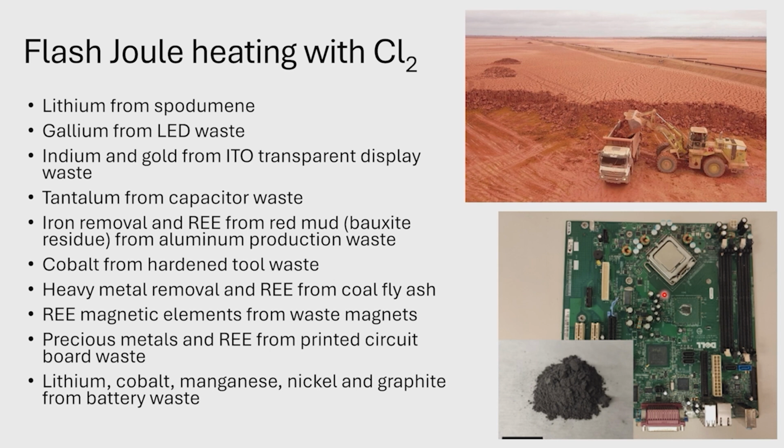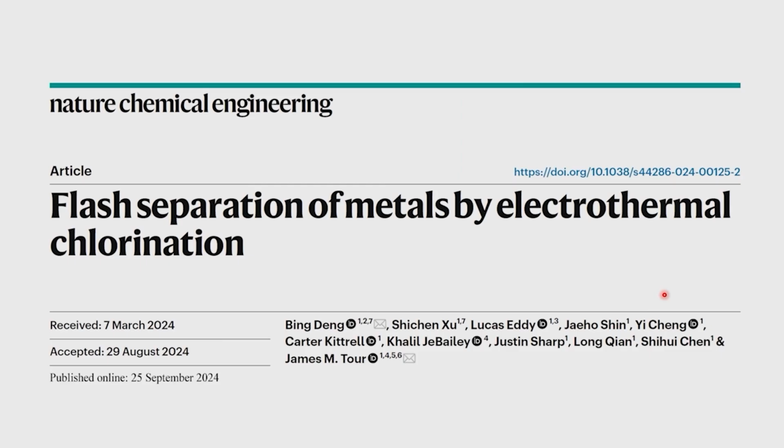And remember, we're not just pulling them all out at once. With the chlorination process, we were pulling one out, and then the next, and the next, and the next, separating them. Lithium, cobalt, manganese, nickel, and graphite from battery waste. So we've published all of this recently on the flash separation of metals by flashing under chlorine atmosphere.